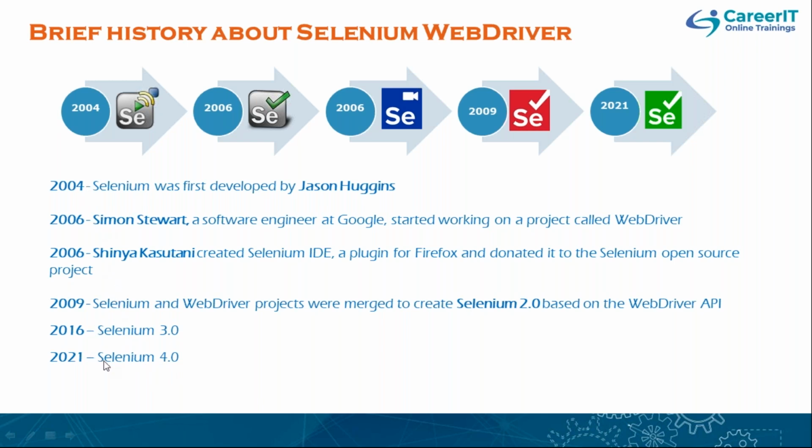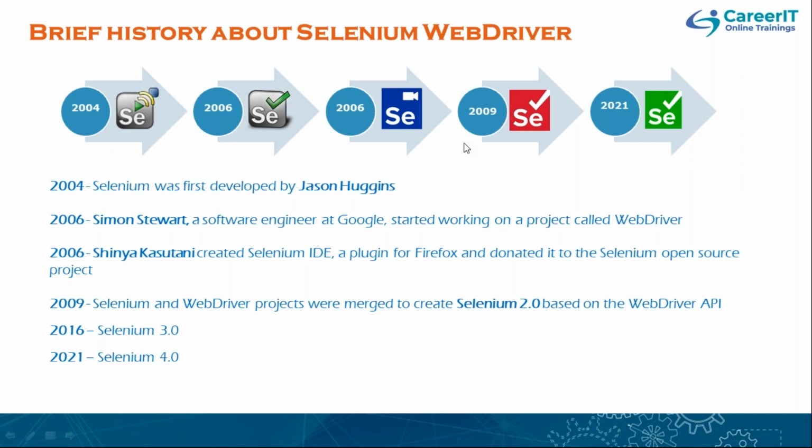Currently the Selenium 4.0 version is running. They're continuously releasing and updating, fixing their issues, adding some enhancements, and releasing to the market every quarter or something. So 2004, 2006, 2009, 2016, and 2021 are the major years involved. So this is all about Selenium history.